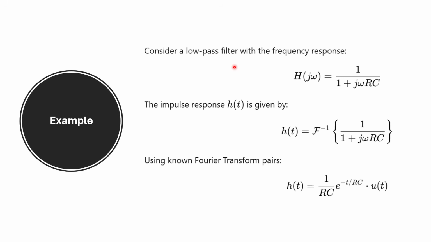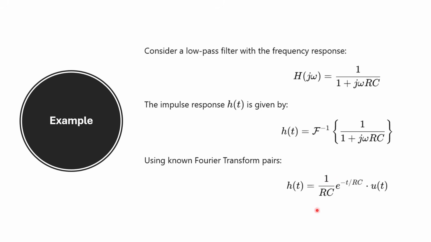As an example, H of j omega is the transfer function that we already got. This is for the RC low pass filter. So the impulse response shows how your filter will behave with the impulse function. Just multiply by 1 because of delta of t, and then take the inverse. If we take the inverse, it will be 1 by RC times this function. So this is the actual output, the impulse response of this low pass filter, right?